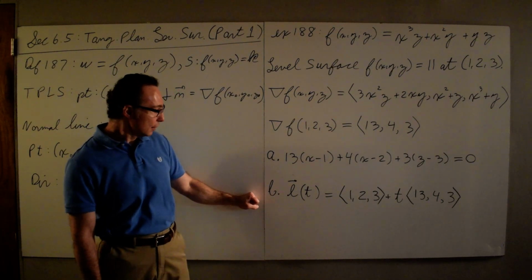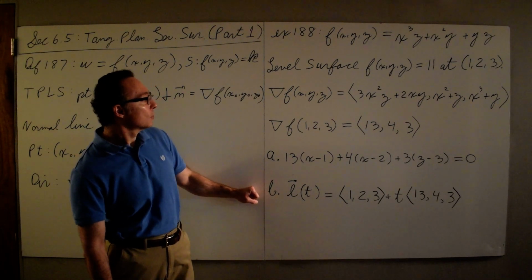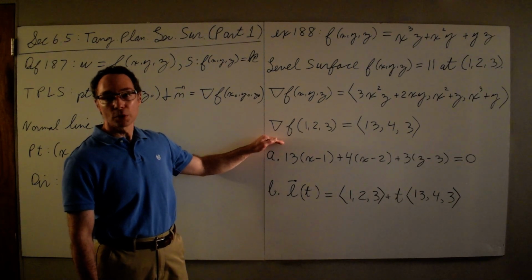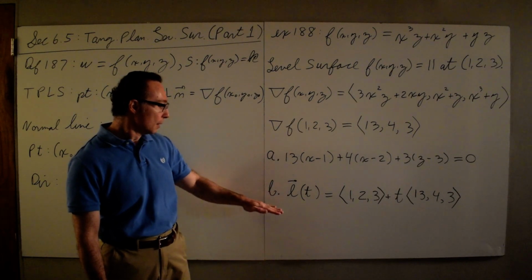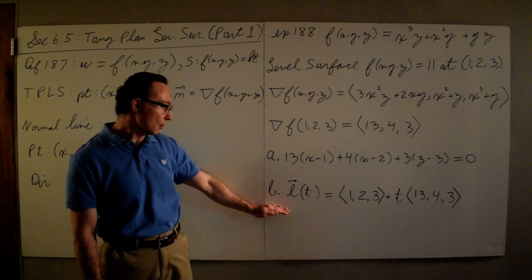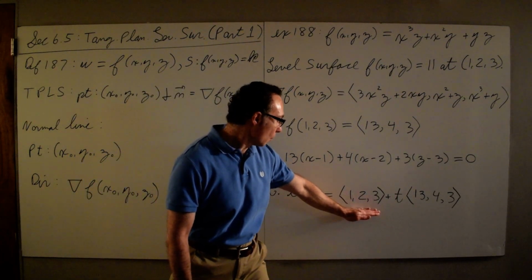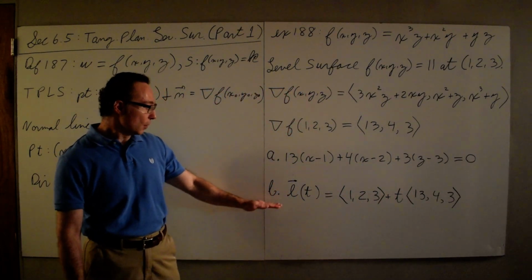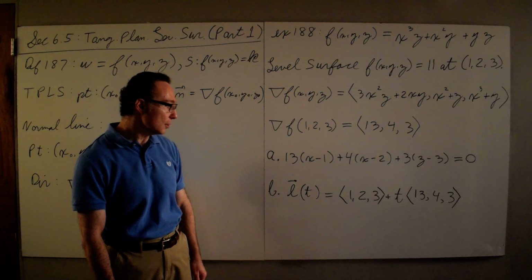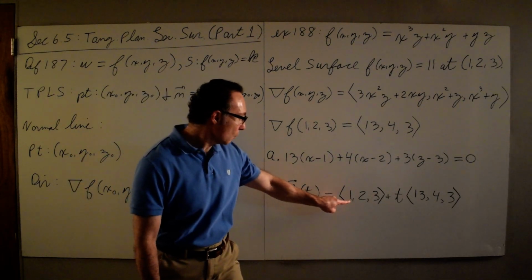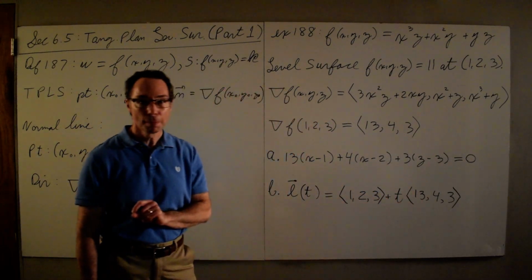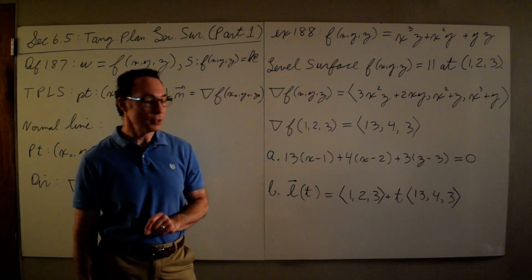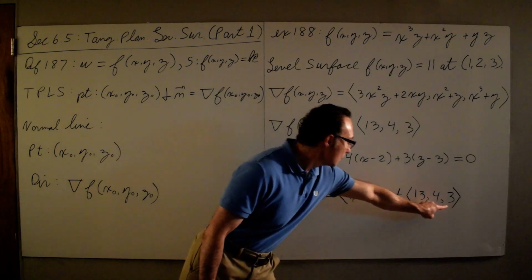The normal line is simply the line that passes through the point 1, 2, 3 in the direction of the gradient, which is 13, 4, 3. And I wrote the line as a vector equation. So point 1, 2, 3 in the direction of 13, 4, 3. We could have used the parametric equations just as easily. x is equal to 1 plus 13t. y would be equal to 2 plus 4t. And z would equal 3 plus 3t.